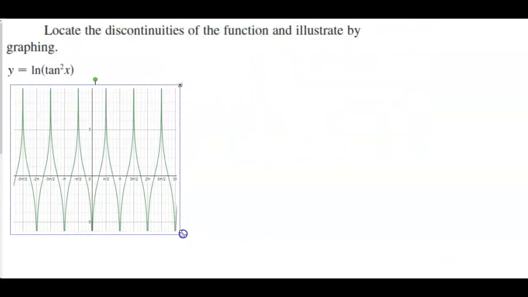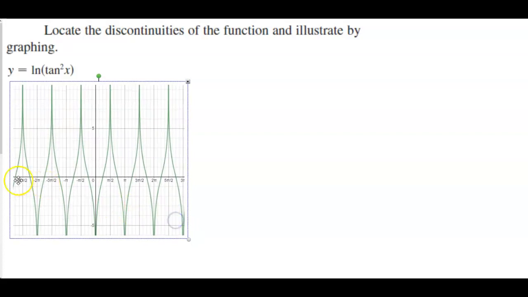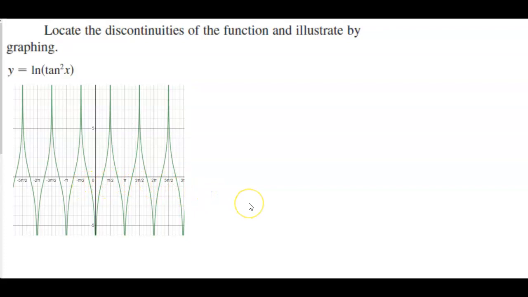Now we need to figure out where it is undefined. You can see here that it's undefined at these particular values because it's going here and it's going there, but it's never touching. Same thing over here. So what values on the x-axis does that represent?